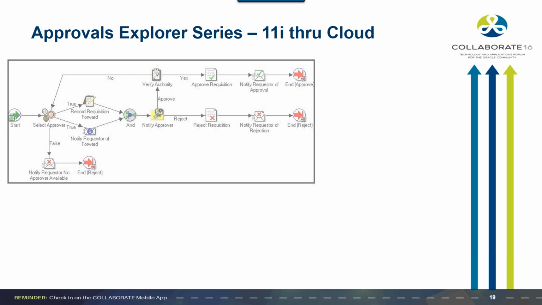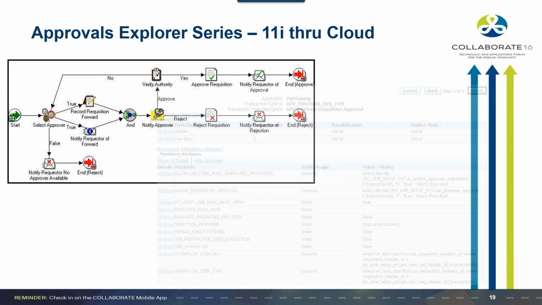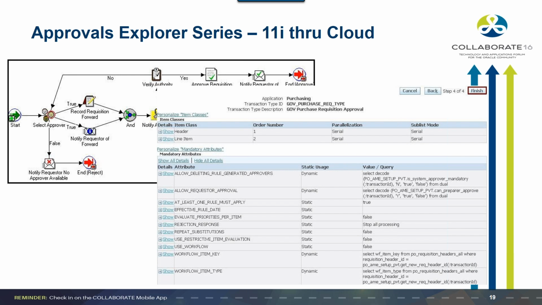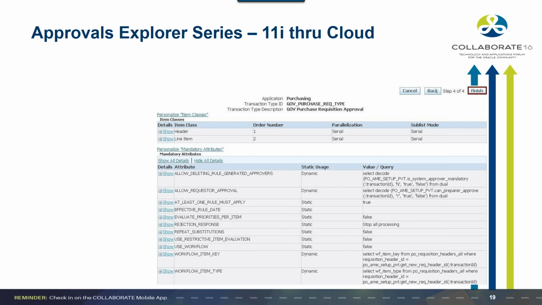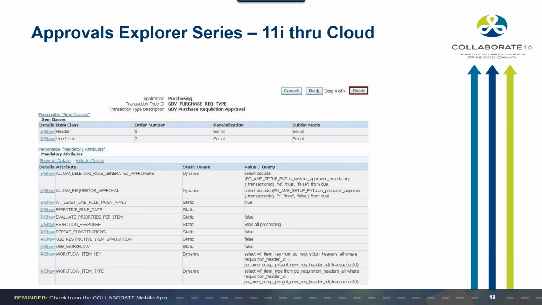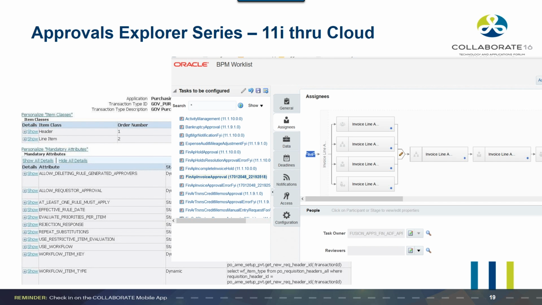Next, we have the approval series, 11i through Cloud. So approvals, what I have here is the good old workflow builder. This was introduced in 11i. How it migrated to Oracle Approvals Management Engine in R12. And then, of course, it went to the BPM, or Business Process Manager, in Cloud.